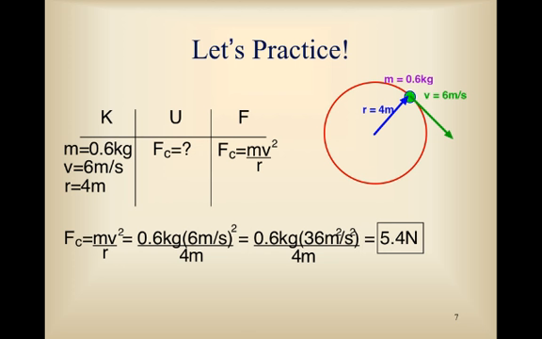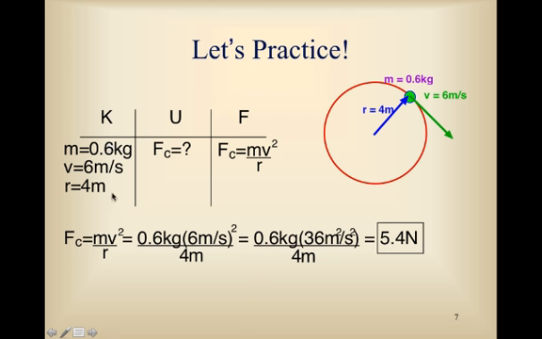So let's look at a common type of problem with centripetal force. We have our object here with a mass of 0.6 kilograms. It is cruising around this circular path with a constant speed of 6 meters per second, and this circular path has a radius of 4 meters. So those are our three knowns, and we want to find out what our centripetal force is here.